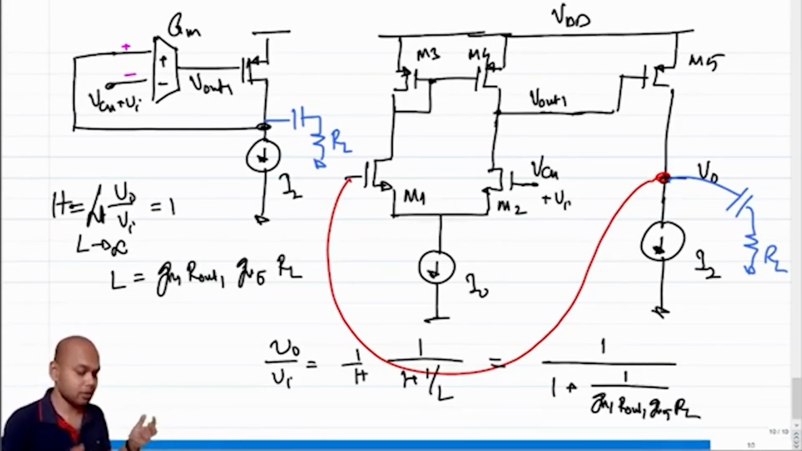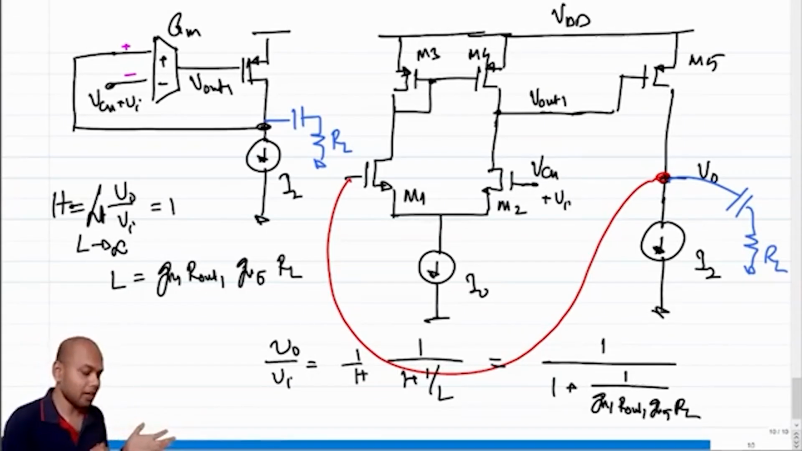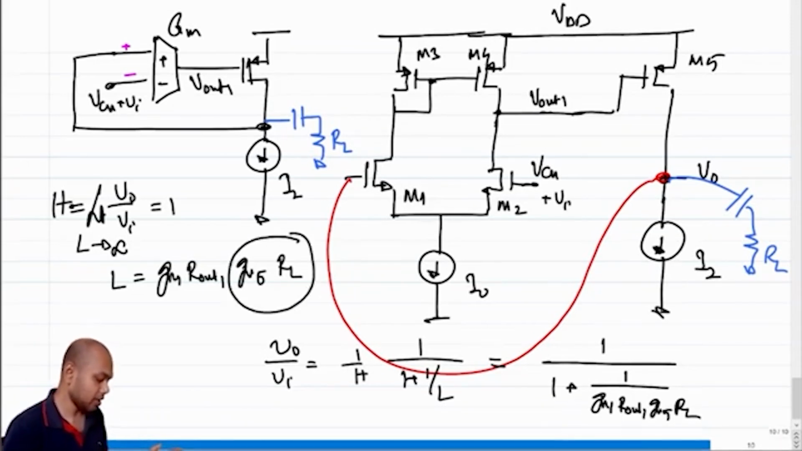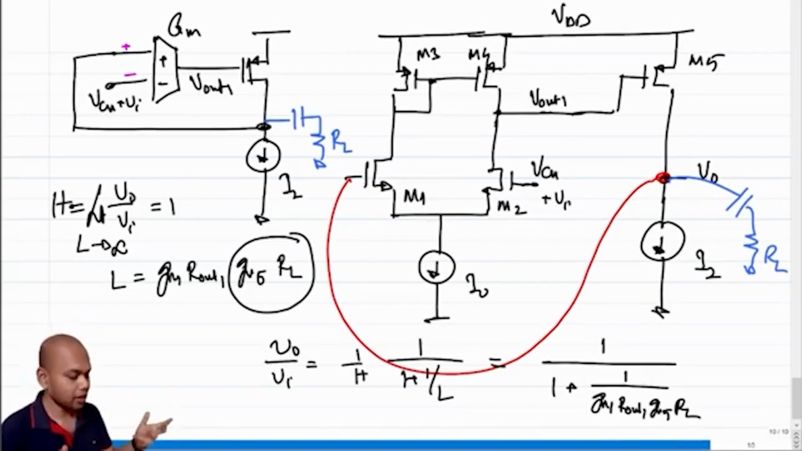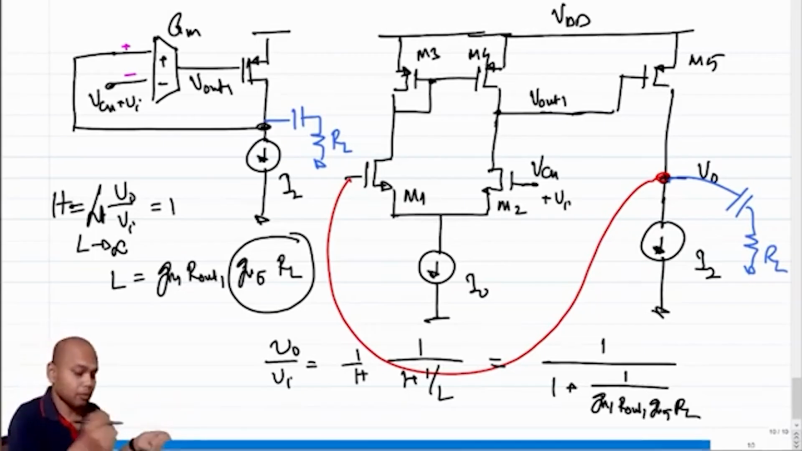Note that this is again one order of magnitude better than if we had connected RL directly to the output of GM. The steady state error in this case is lowered by a factor of the gain of the second stage, because the loop gain is higher by a factor of GM5 times RL. Hence the final error would also go down. So the tracking of the output voltage with respect to the input, regardless of some variation of RL or even some variation of process voltage temperature, will be much better in this case.